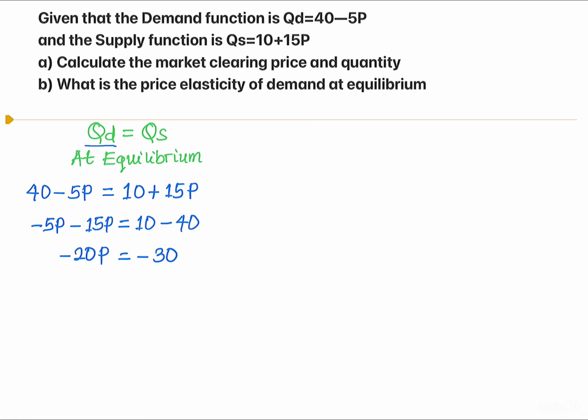As we can see, we have negative on both sides. That should not matter. That's actually because we use QD equals QS. Had we used QS equals QD, we would have had positive. So do not worry about the negative, they will cancel out.